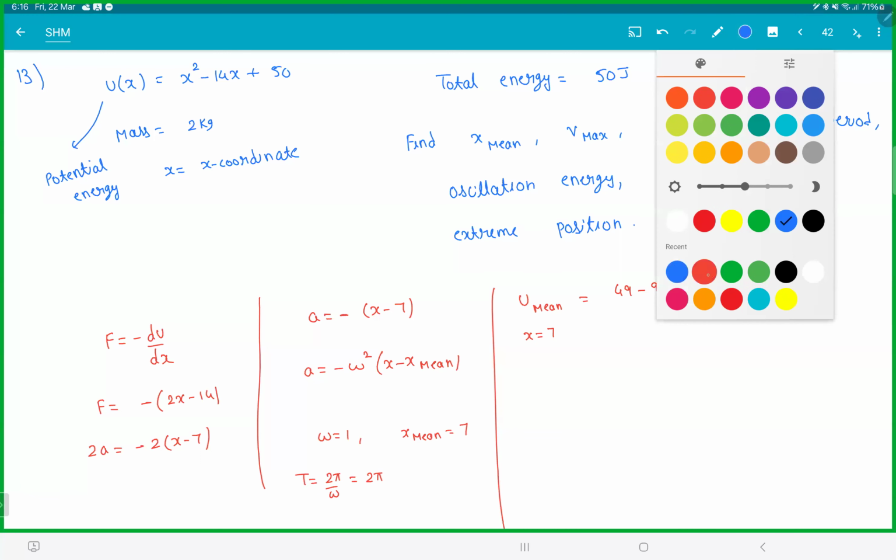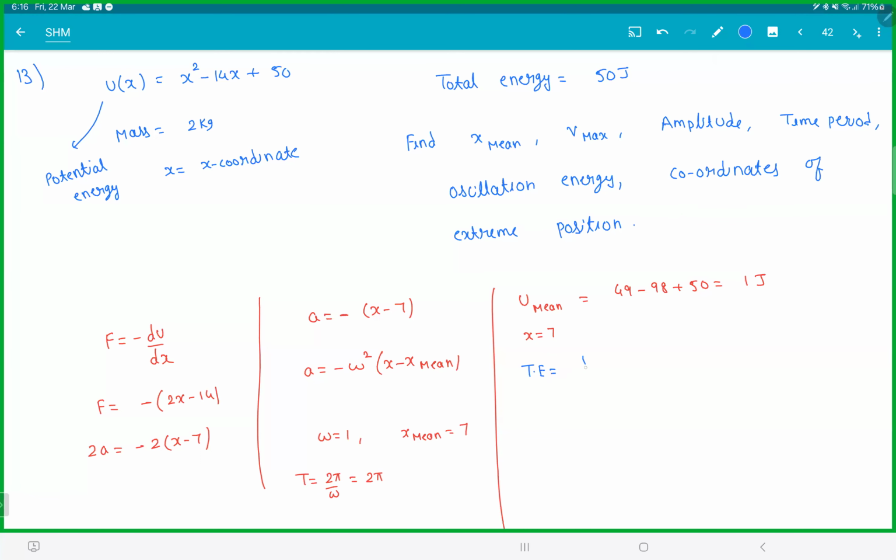And therefore, we also know what is total energy. Total energy is half m omega square a square, which is your oscillation energy, plus u mean. If u mean is 1 and total is 50, then the oscillation energy, which is half m omega square a square, is 49. This is half, mass is 2, omega is 1, and this is amplitude square. Amplitude is 7. This is one way to do.